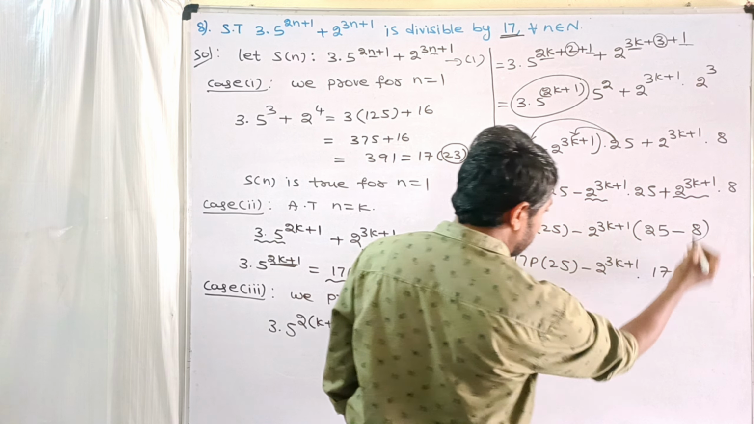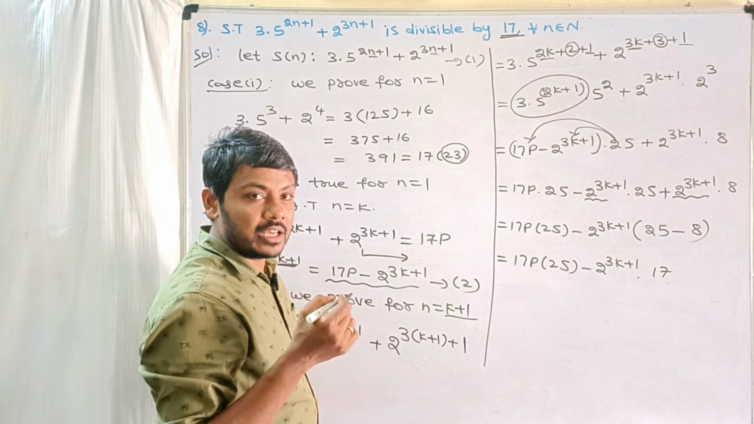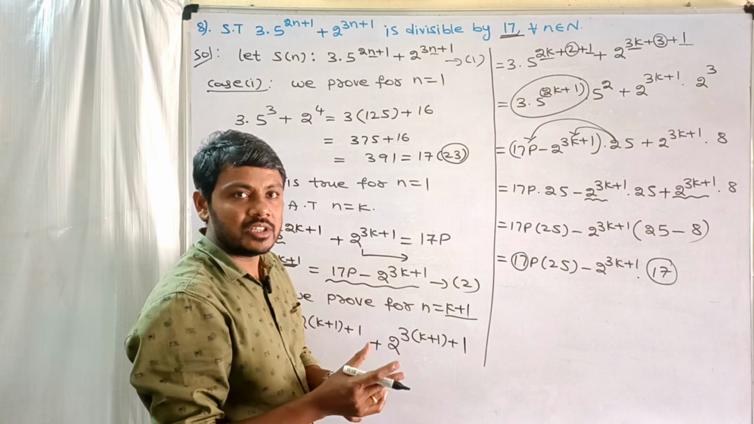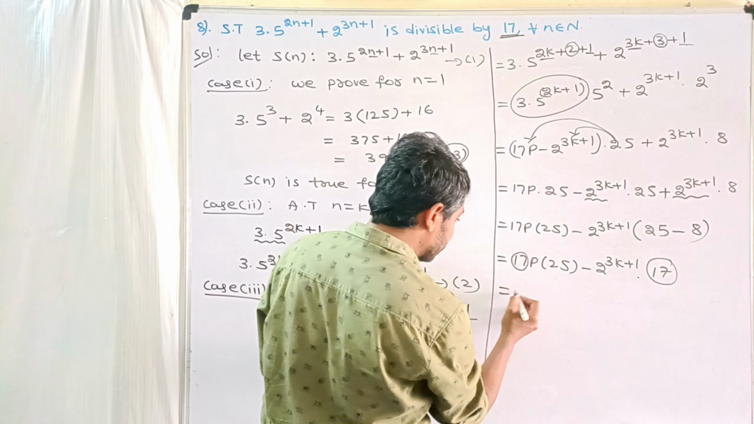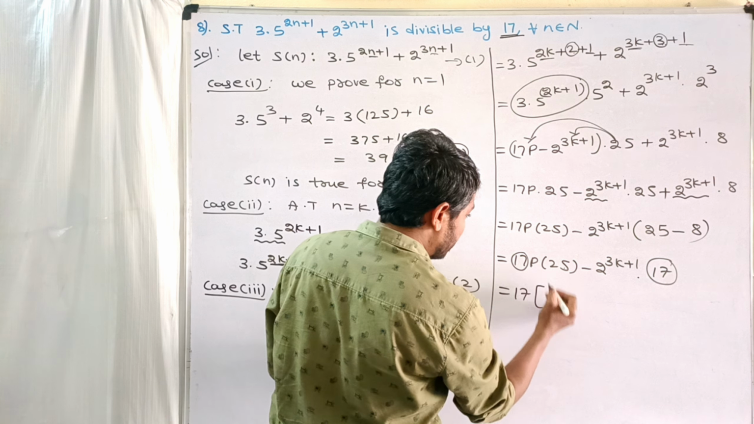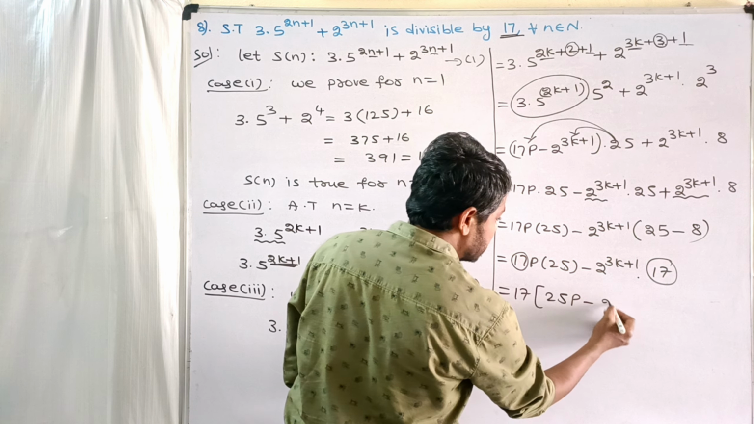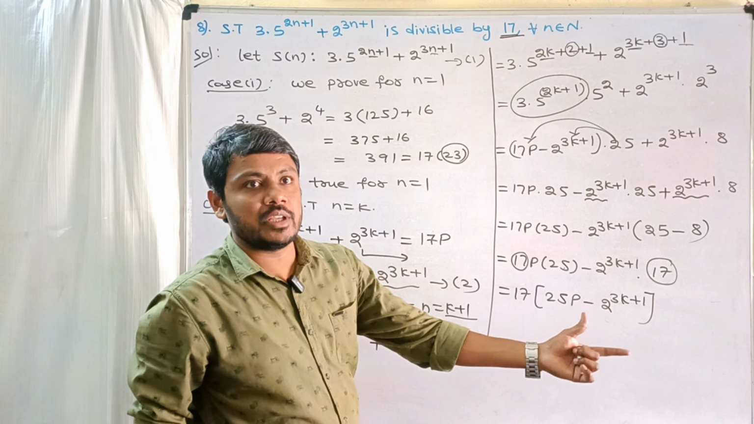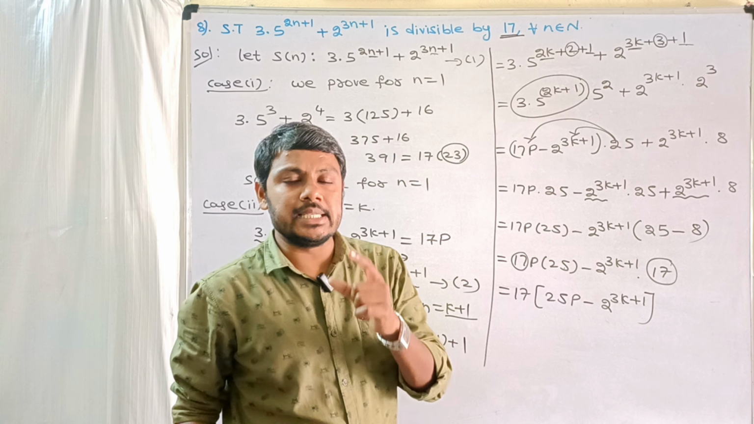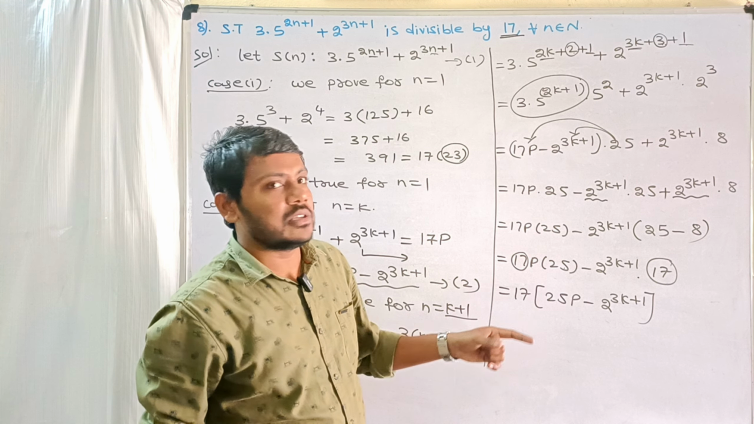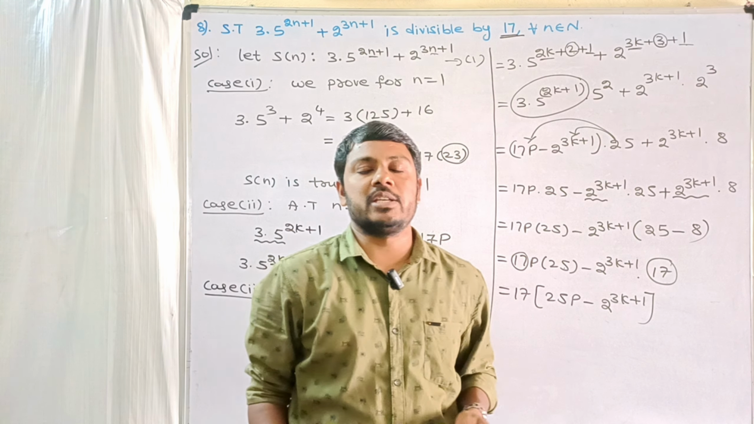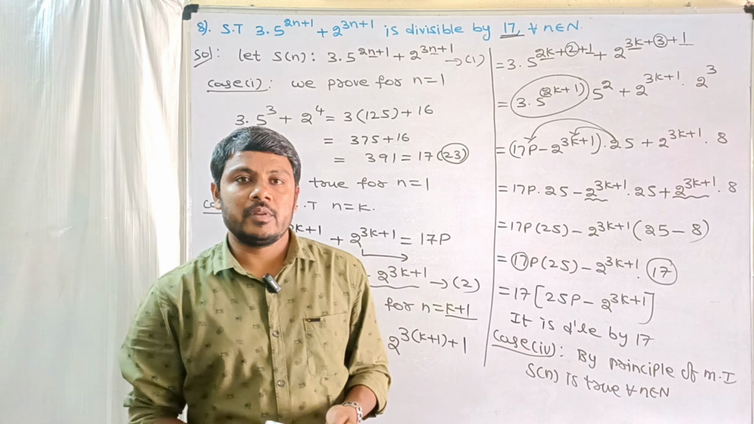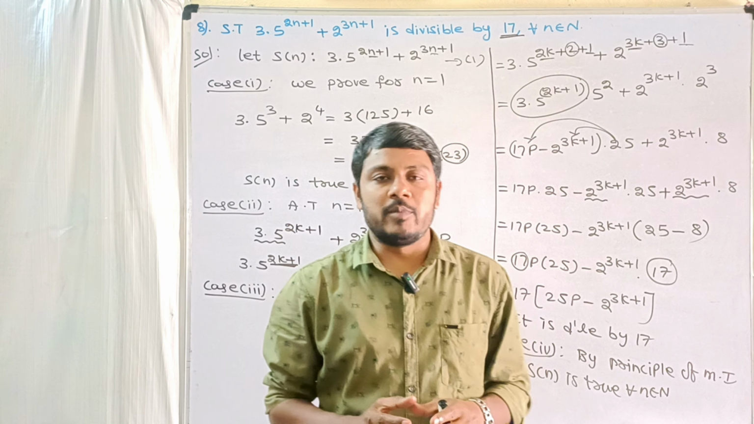That is 17. Clearly in first and second term you have 17. So you can take 17 common. So what is the remaining term? 25p minus 2 power 3k plus 1. So 17 into something. So which is also divisible by 17. So we can say that S of n is true for n is equals to k plus 1, and write case 4.